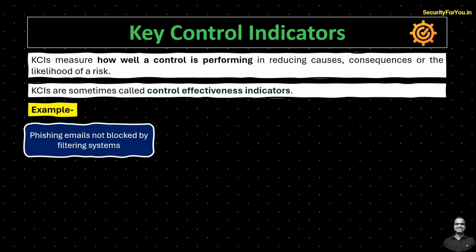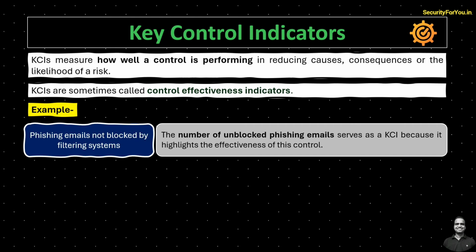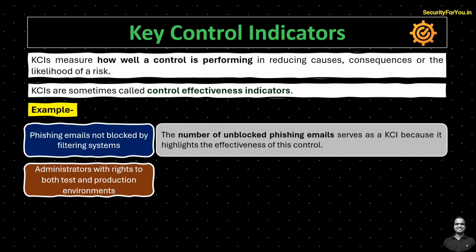Let's understand some examples of key control indicators. Phishing emails not blocked by filtering systems. This indicates a weakness in the organization's email filtering system, which is a control measure intended to prevent phishing attacks. The number of unblocked phishing emails serves as a key control indicator because it highlights the effectiveness of this control, right?